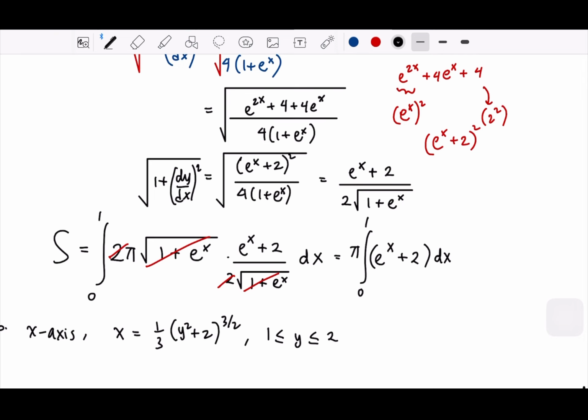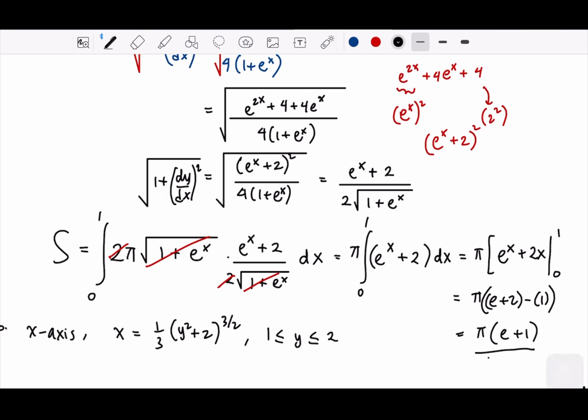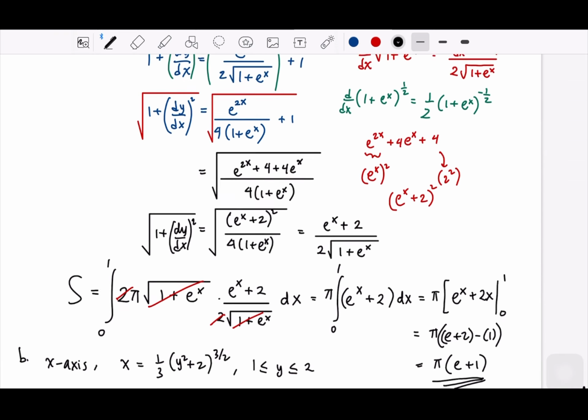Okay, and then from the integration here, it's a pretty easy integration. So we could take e to the x, and then 2x like that. So this will be pi times e plus 2 minus 1, or pi times e plus 1. Okay, number 1 done.